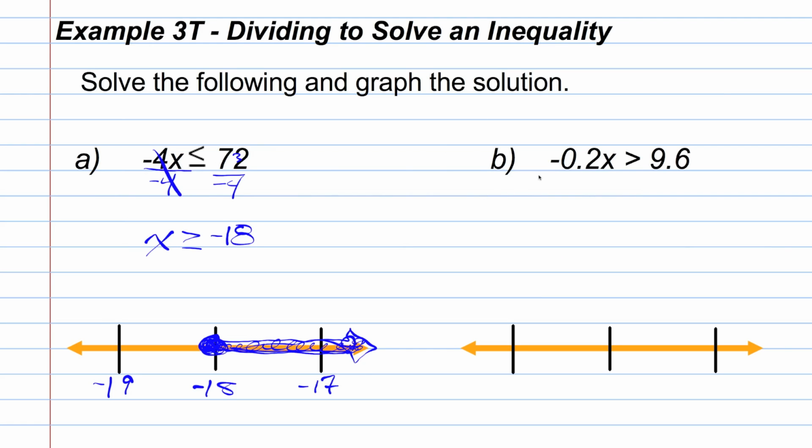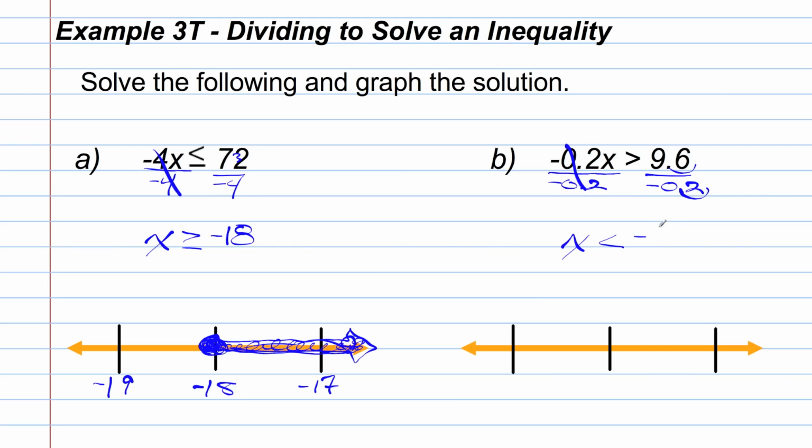In part B, we have negative 2/10 x greater than 9.6. So again, it's multiplication, so we'll divide each side by a negative 0.2. On the left-hand side, these negatives divide out, leaving us with x. I changed the inequality again because I divided each side by a negative. 9.6 divided by negative 0.2 will be a negative answer. When I divide this, I have to multiply both of these numbers by 10 to make this the number 2.